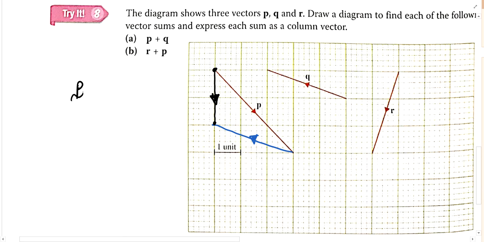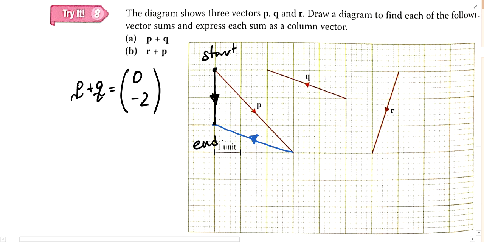So P plus Q is equal to how many units left or right? Am I moving left or right? No, right? So how many units would that be? 0. Okay? Then now, how many units up or down? 2 units down. -2. If you can't understand, go and watch the video again. Okay, this is the start, and this is the end.